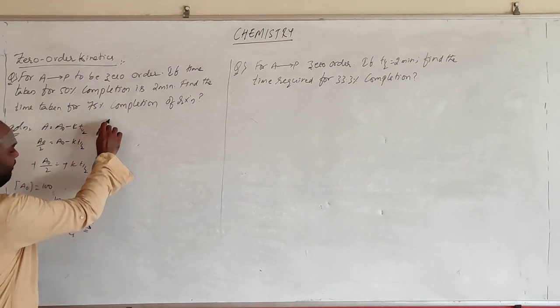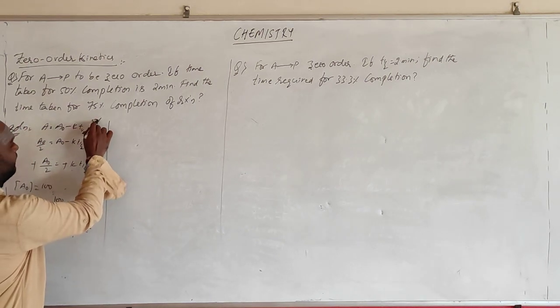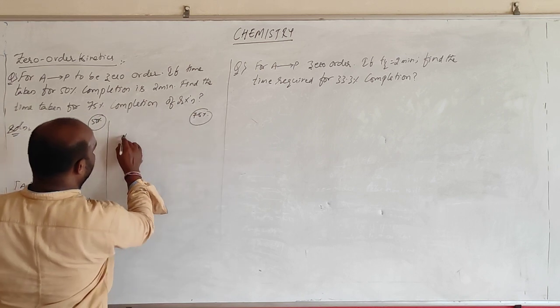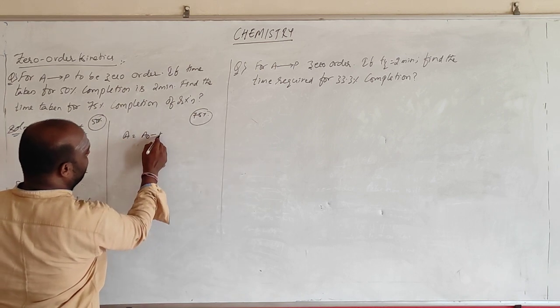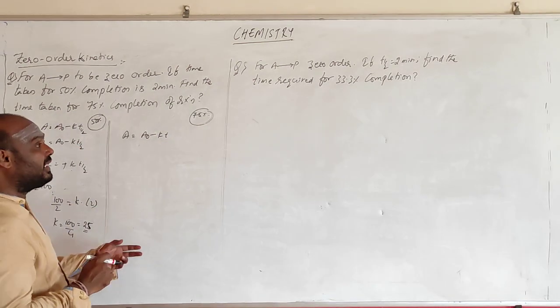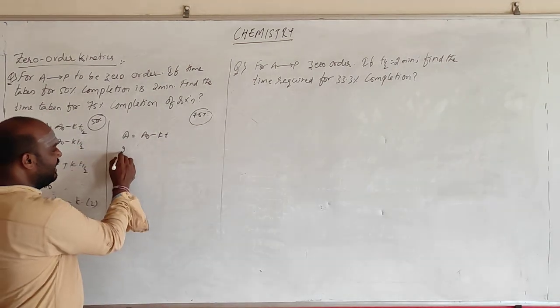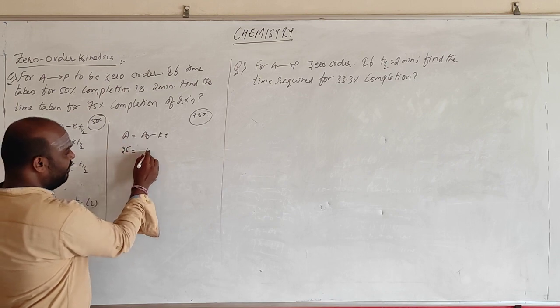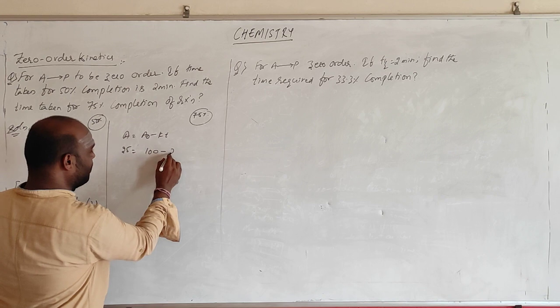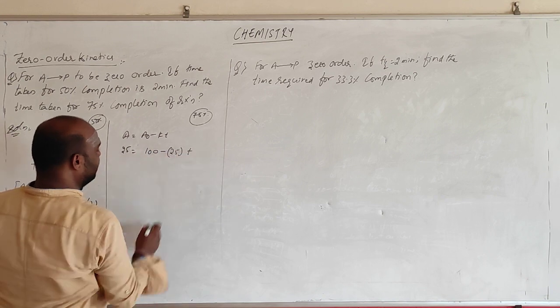Now, for 50% we have done this. Now it is 75%. So the equation is A is equal to A naught minus K T. 75% is completed, which means how much is remaining? So A is remaining as 25. So A is equal to 100 minus K value 25, and you want the time.